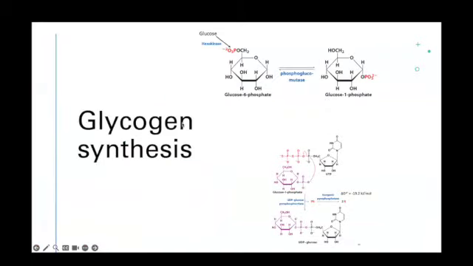All right, next we have glycogen synthesis. We just talked about glycogen a little bit. It is used to store energy in the form of glucose. It's super important because we're taking in a lot of glucose through food. We make glucose, we can't utilize it all at once. So we need to store it somehow so we can utilize it later on.